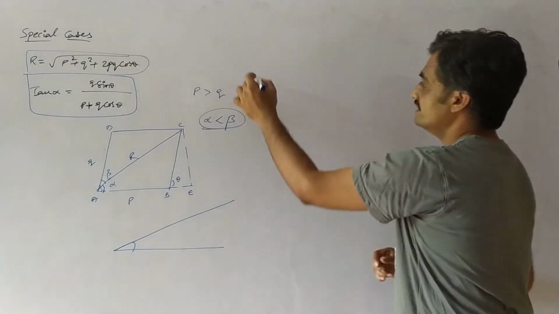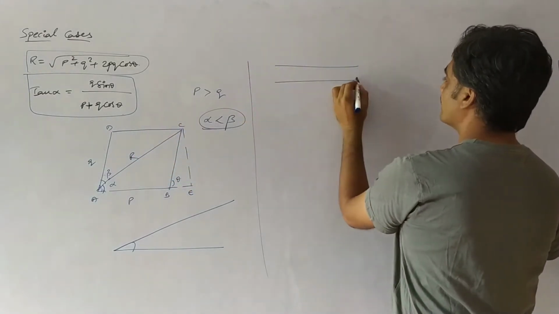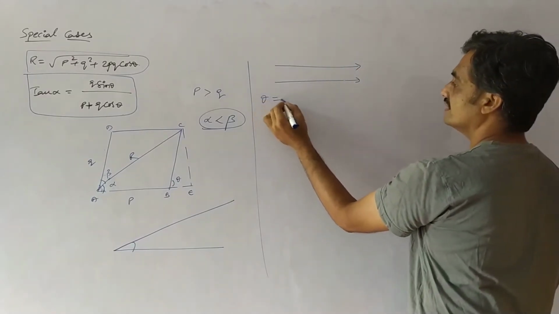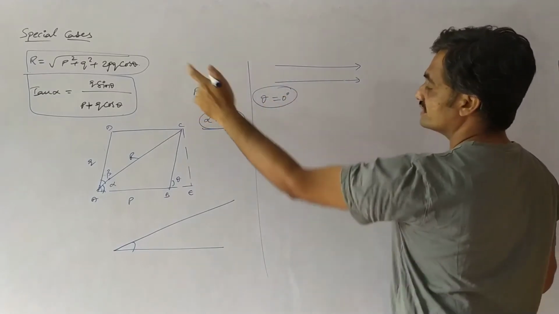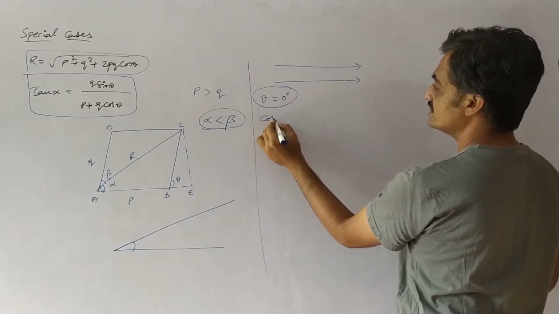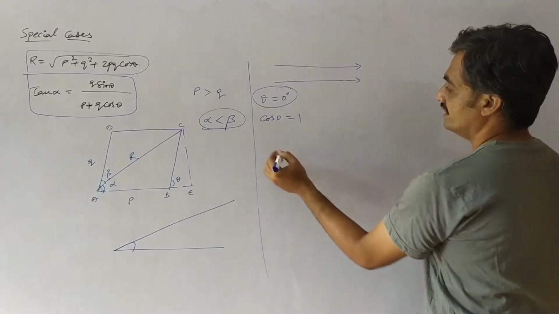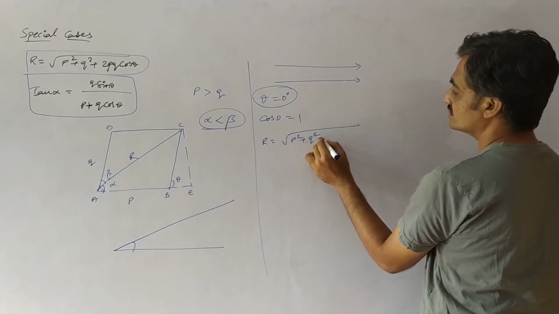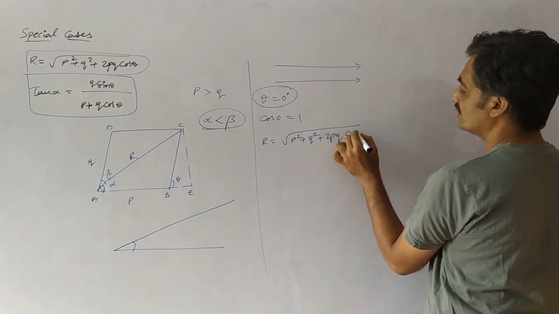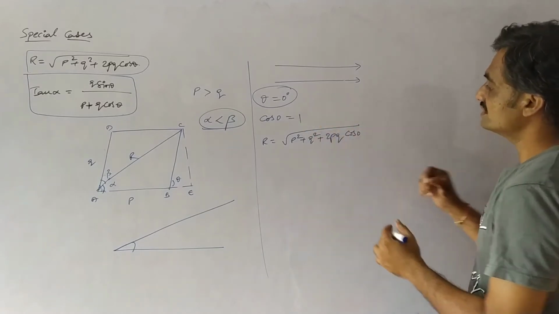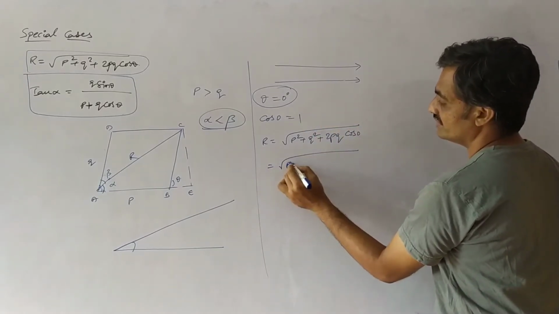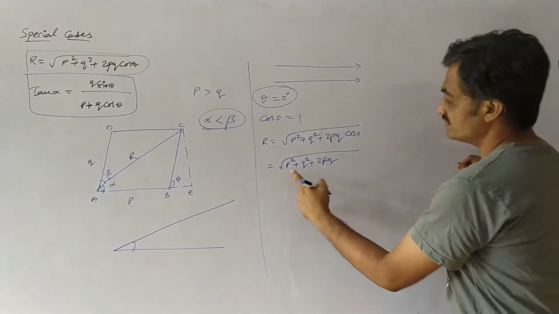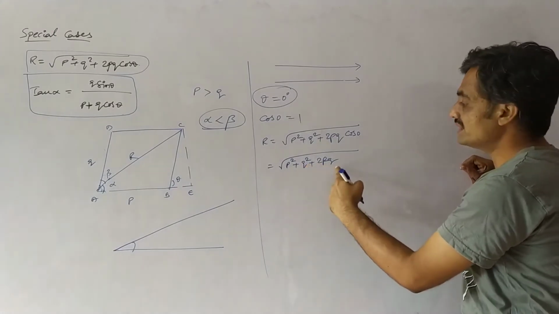In the second case, let us consider the two vectors are parallel to one another, meaning the angle between these two vectors is 0, theta equals 0. Then by using the magnitude equation, we know that cos 0 equals 1. Here R equals under root of P square plus Q square plus 2PQ cos 0, and cos 0 equals 1. Then we have under root of P square plus Q square plus 2PQ. Observe that it is in the form of a square plus b square plus 2ab.